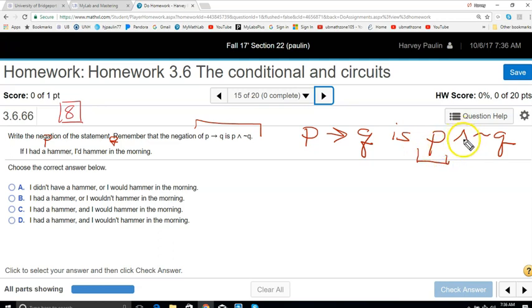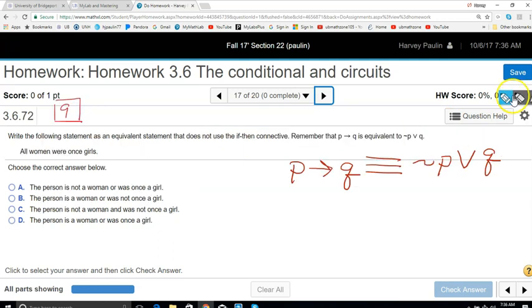Now, what's the word for this symbol? And. Now you're going to negate, I will not hammer in the morning. So let's see what you match this one up with. Something a little easier. Note that B is very similar to D, except they're using the connective or, and here they're looking for the connective and. All right, let's go on.